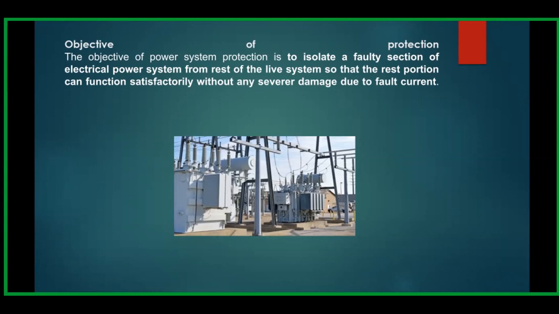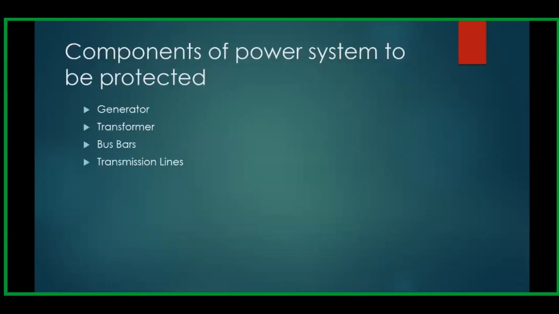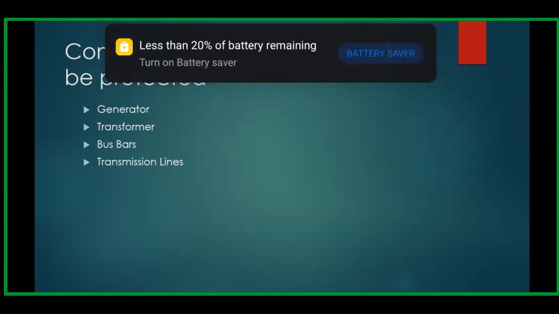And this can be done with the help of initialization of various components that a power system network requires, which need to be protected. Those include the generators, transformers, bus bars, and the transmission lines. So these four are the components wherein most of the power system faults take place.